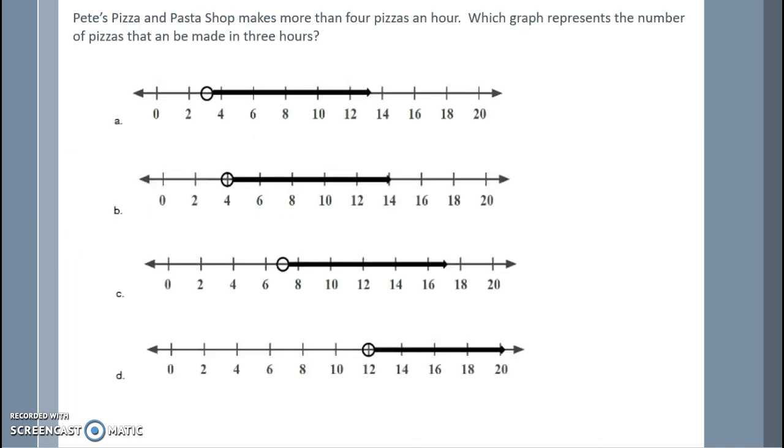Pete's Pizza and Pasta Shop makes more than 4 pizzas an hour. Which graph represents the number of pizzas that can be made in 3 hours? Pause the video, make your selection.